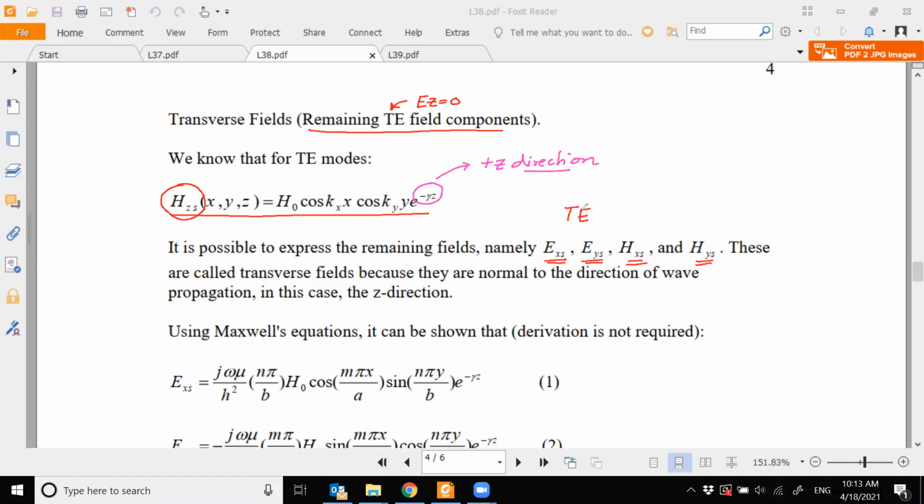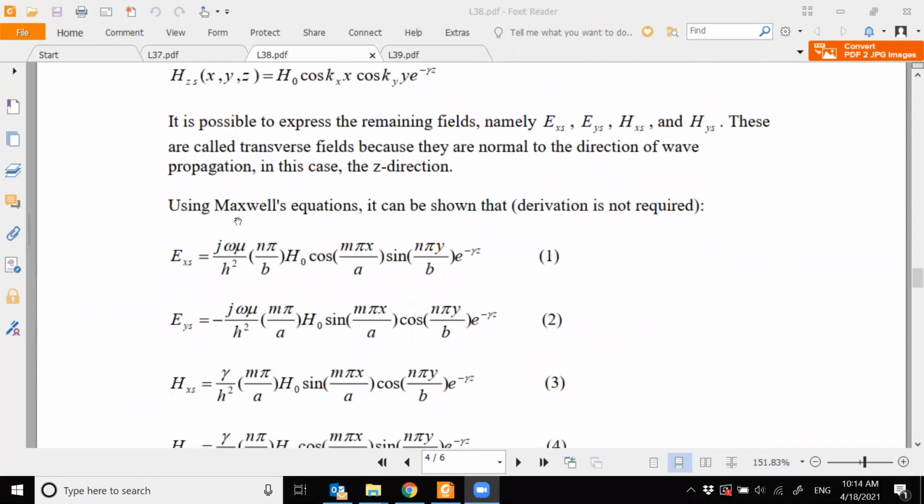So how do you find this? Again, as I told you, this was the main reason why we went and solved HZS, because I can straight away use Maxwell's equations, and from the Maxwell's equations, you can easily find the different field components. And all this derivation of the different field components, guys, it's there in your textbook. So we will not go into the detailed derivation, but it's available. So you can look at it in your textbook.